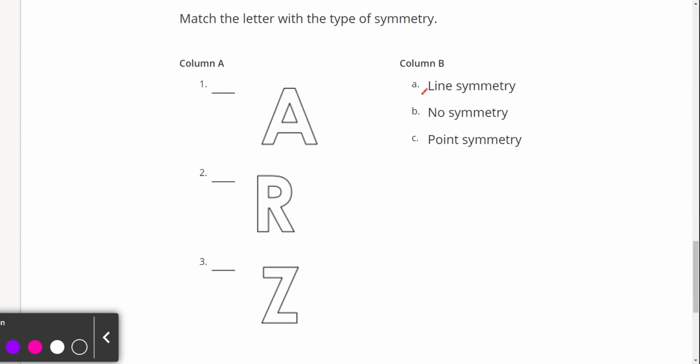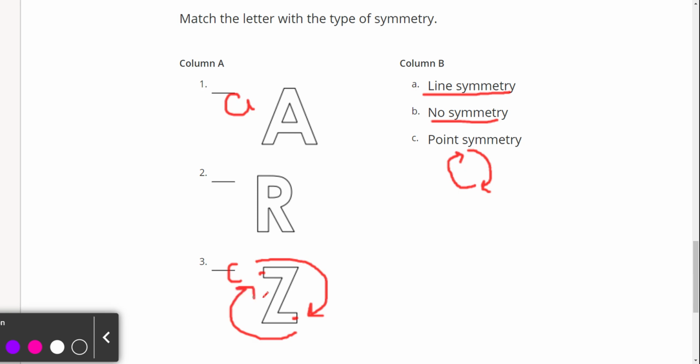Last two. Line symmetry means I can just slice it in half. Which one of those can I slice right in half? The first one. No symmetry means I can't do anything to it. And then point symmetry means I can rotate it 180 degrees, and then I can rotate it 180 degrees more, and it will be exactly where it started. So which one of those has point symmetry and which one has no symmetry? Last one has point. I can take that Z and I can rotate it 180 degrees, and that point will land here, and I can rotate it 180 more and it will land here. That means R has no symmetry.